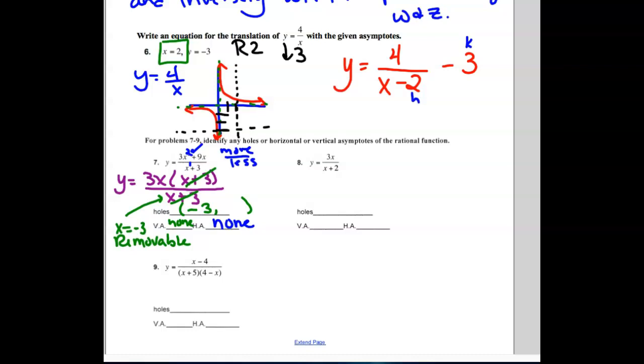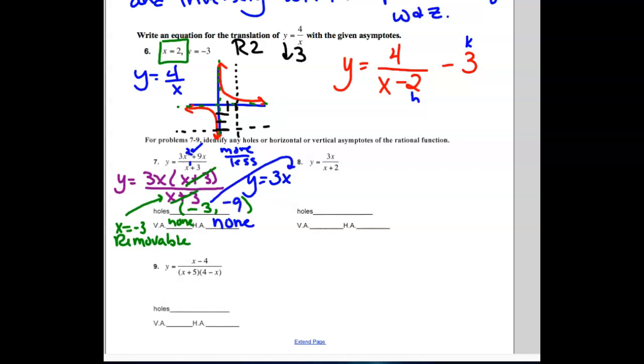All right, to find the actual location of that hole, we look at the simplified version of this. If we drop out these x plus 3 common factors, we really are just looking at the equation y equals 3x. So when we put a -3 in there for x, our y coordinate would be -9. So the hole location would be (-3, -9). All right, moving to question 8.